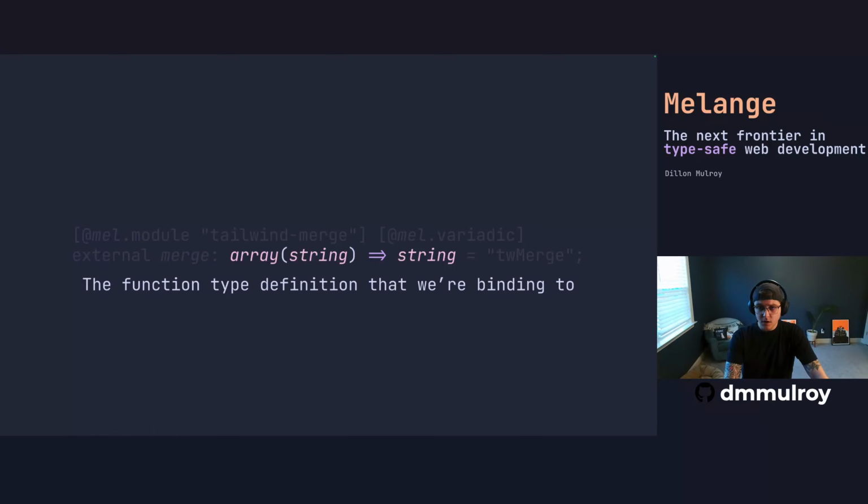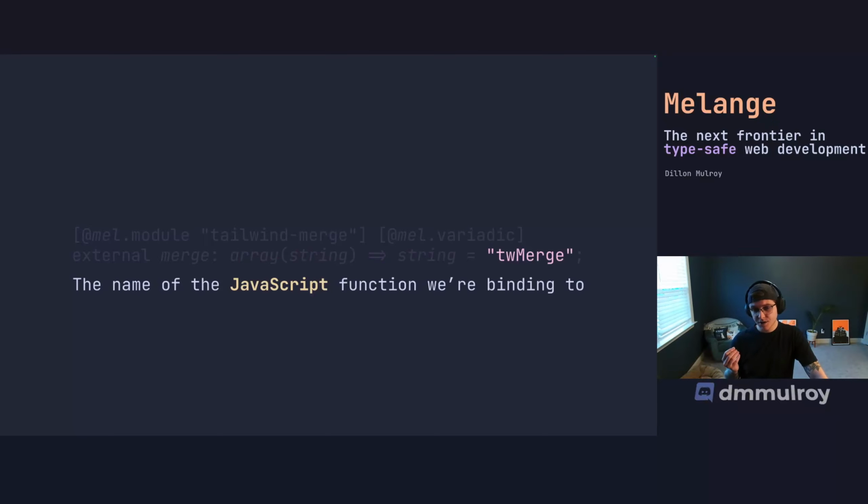Up next is our type definition. Here we're saying that we're going to take an array of strings. It's going to be a variadic array, we can keep appending strings forever, and then we're going to return a single string. And then the actual function that we're binding to from the library: Tailwind merge exports this function called TW merge. So this is the actual function that, if you looked in the JavaScript source, is actually exported.